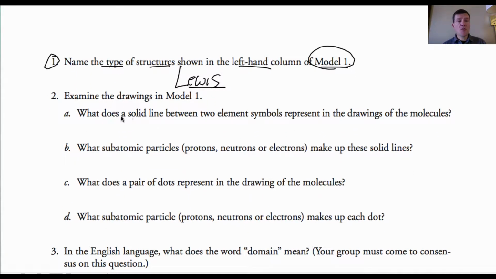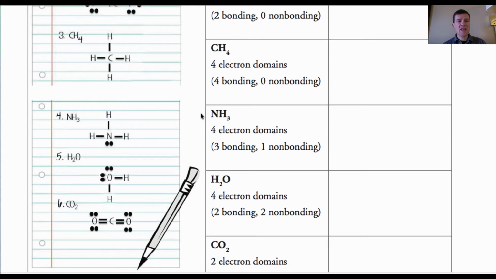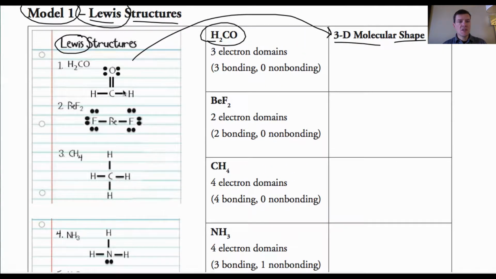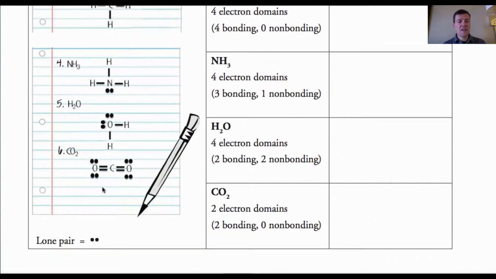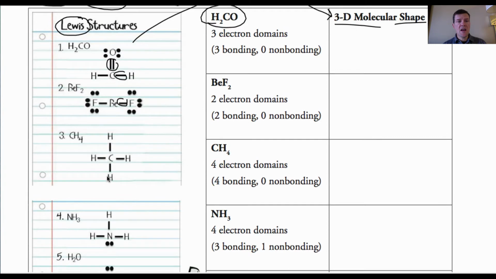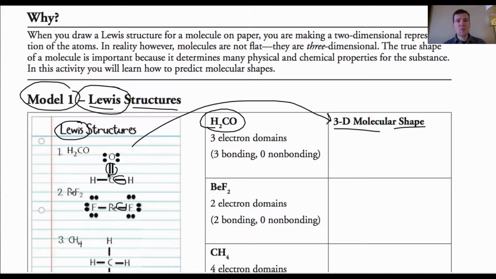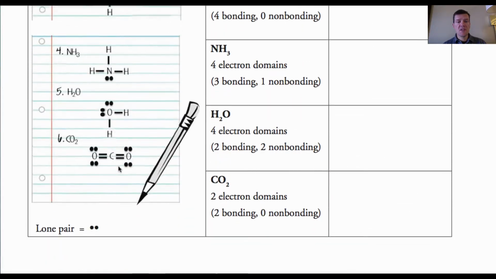Examine the drawings in Model 1. What does a solid line between two element symbols represent in the drawings? So a solid line here. This is a solid line here. Here's two solid lines. There's a solid line. All of these solid lines here are going to represent a bond. Those are going to represent actually a shared pair of electrons.